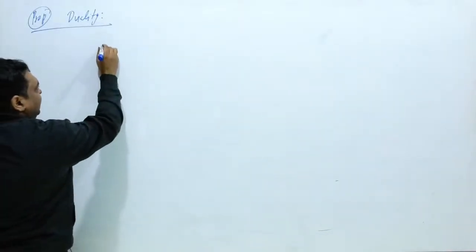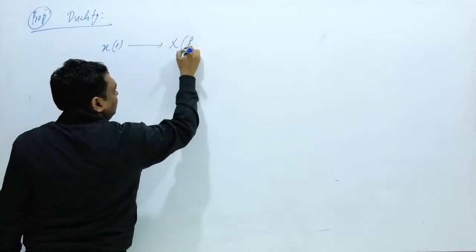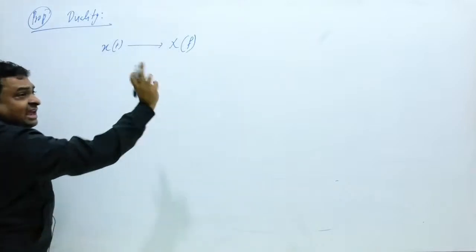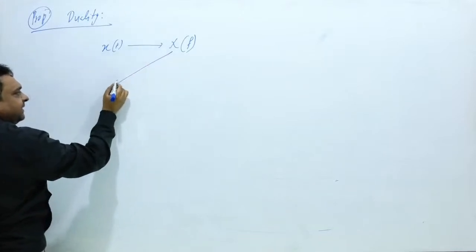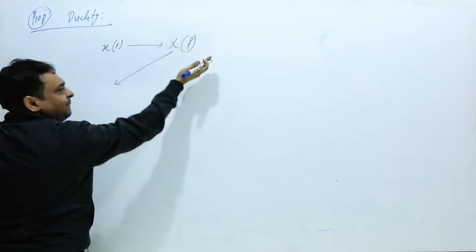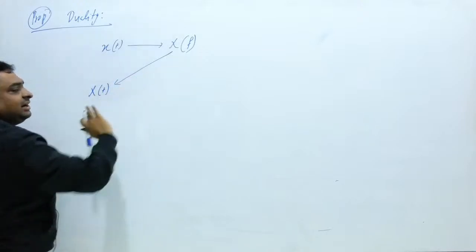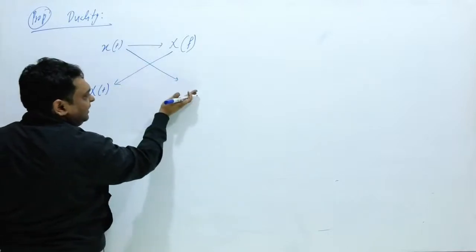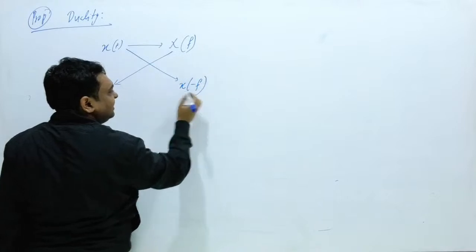What is the duality property? If x(t) has Fourier transform X(f), then if I put this shape here, f will be converted into t, and this will become x of minus f.